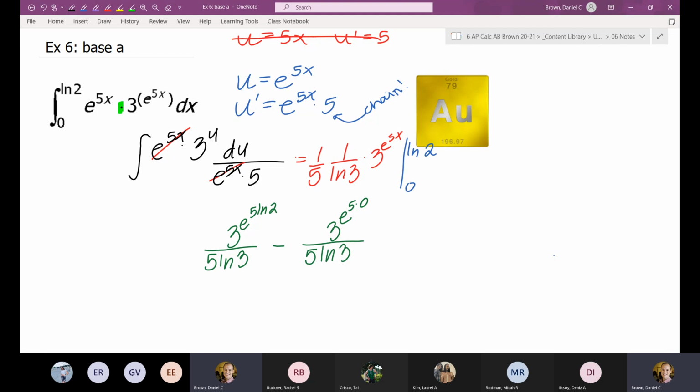I have 5 times 0, which is just 0. Then I have e to the 0th power. Well, what's e to the 0th power? 1. So this really is just 3 to the first power, 3 to 1, which is just 3. So again, to mark it on here, all of that exponent is really just e to the 0th, which is just 1. So I'm going to simplify this second term as 3 to the first power, which is just 3, over that 5 natural log of 3.